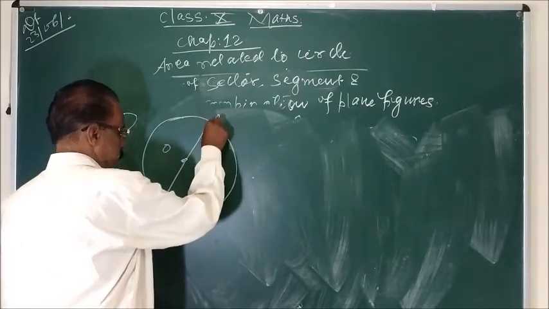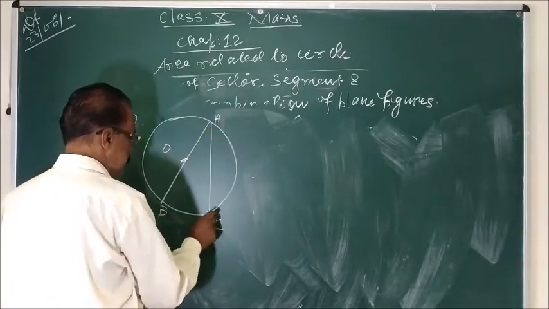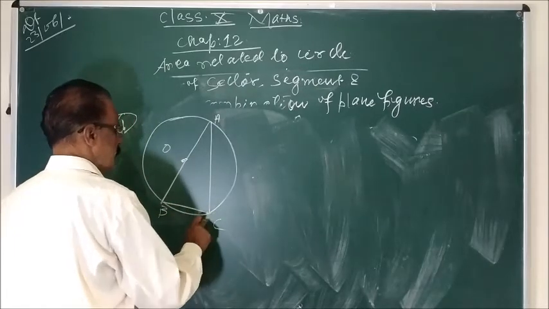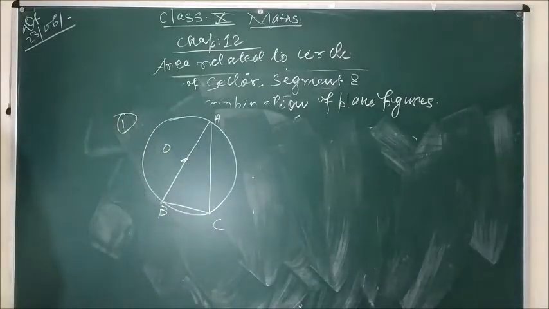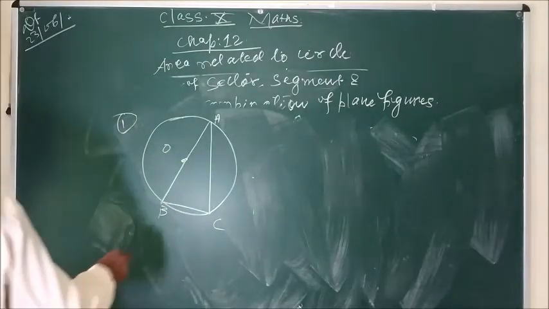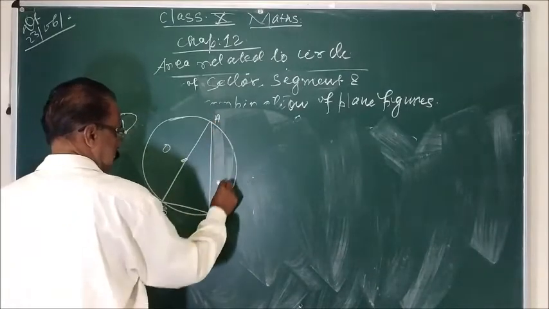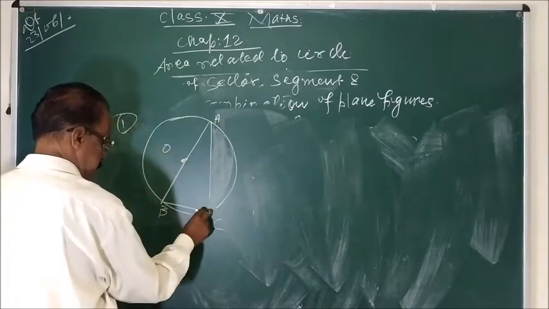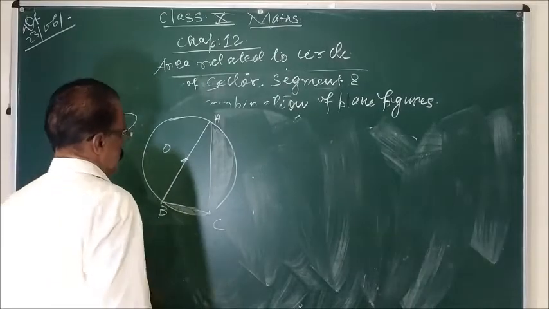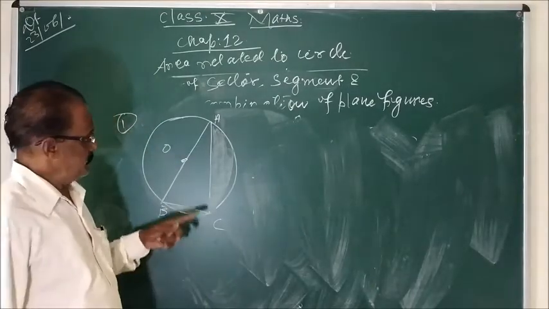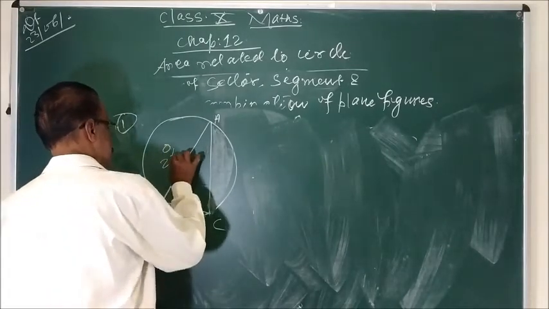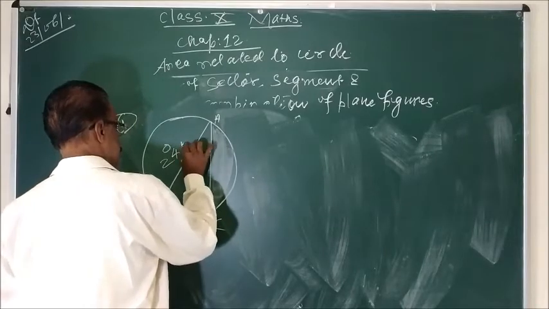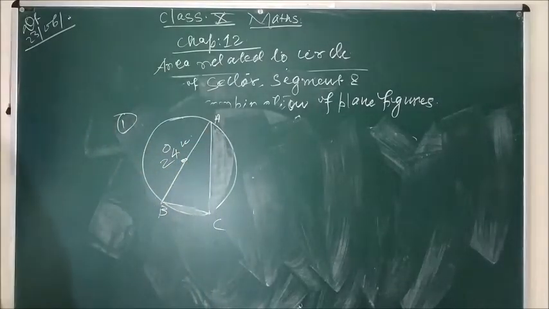And now suppose this is AC, and this is the figure. In question number 1, you have to find the area of this shaded portion. How will you find the area of this shaded portion? Now you see, by geometry, the angle in a semicircle is a right angle. And this is given as 24 cm. This is 24 cm, and 7 cm is the PR.